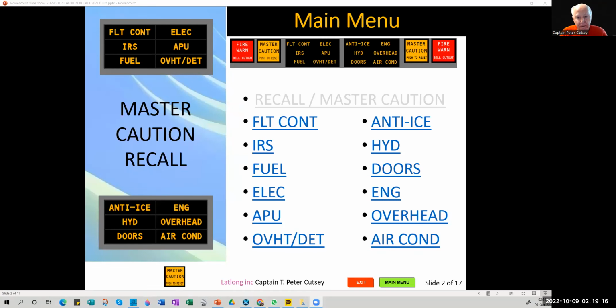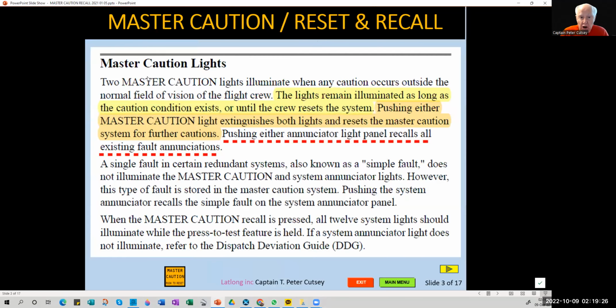Go to a PowerPoint. And this is included in my package in Google Drive. Master caution lights. 2 master caution lights illuminate when any caution occurs outside the normal field of vision of a flight crew. Well, that's what happened. We had an elect light on the captain's annunciator panel, and we had a hydraulic light on the first officer's annunciator panel. These annunciator panels, as you saw, were on the glare shield.